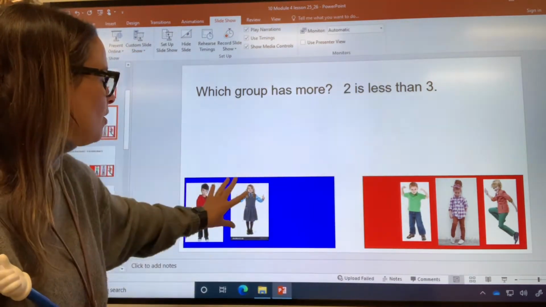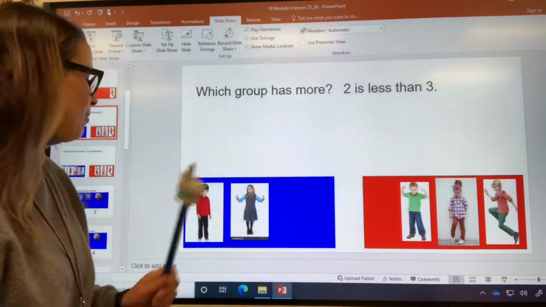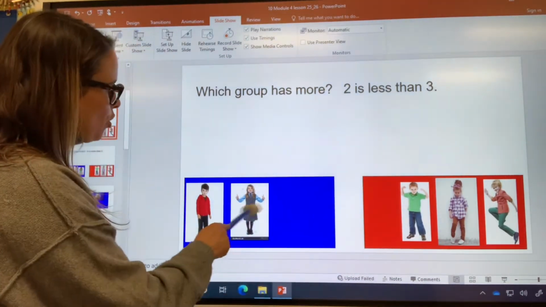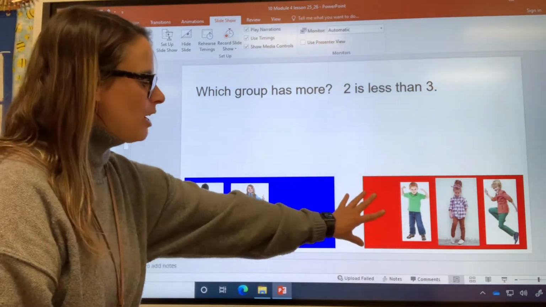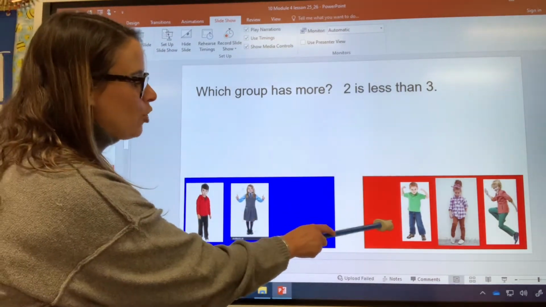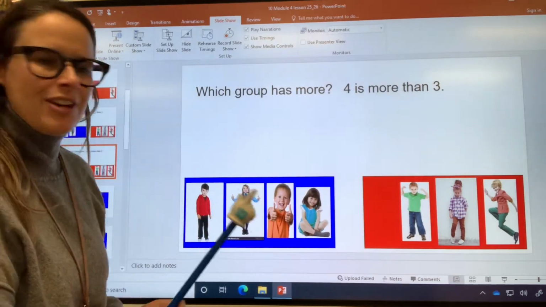This time we can say 2 is less than 3, right? So 2 is less than 3. This group has less than this group. The blue group only has 2, the red group has 3, so we say the blue group has less than the red group, right?